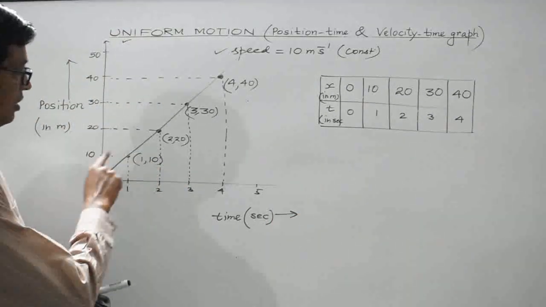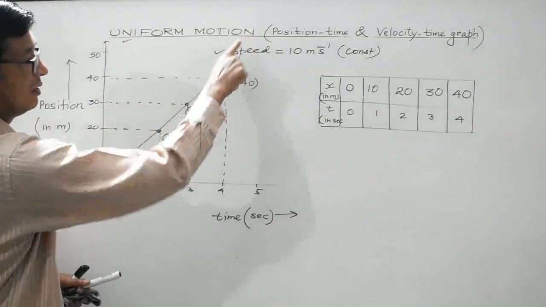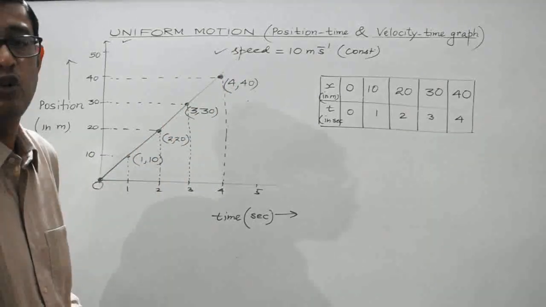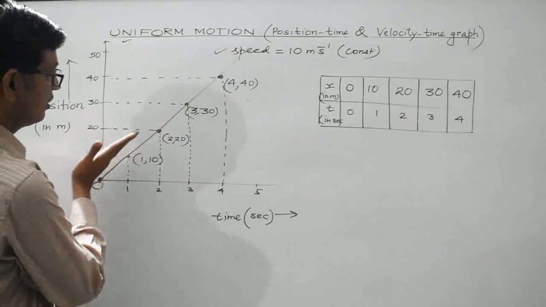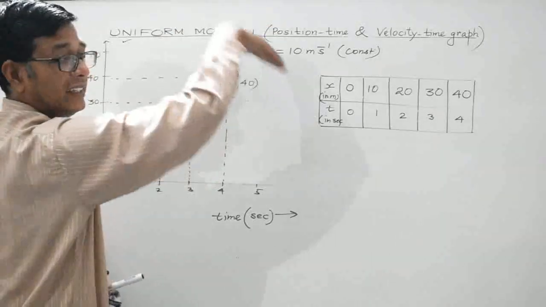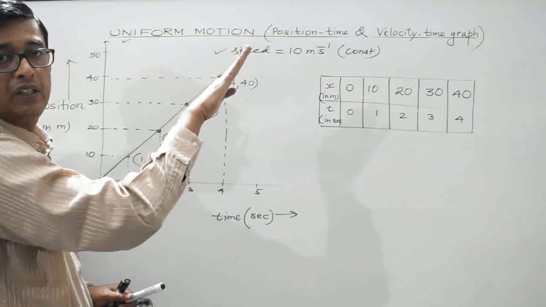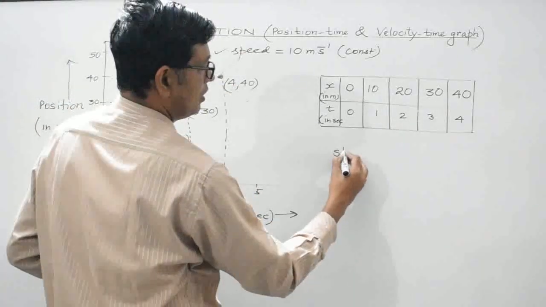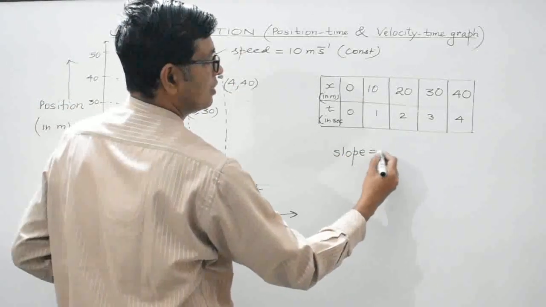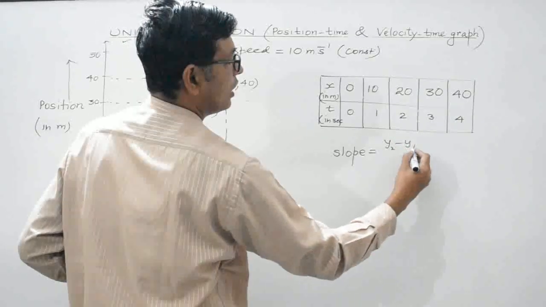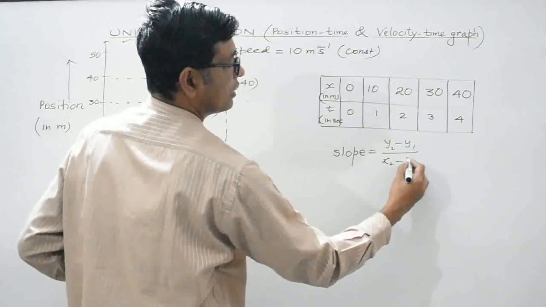Now look, this being a straight line, the slope is constant. This is known as the positive slope, this is known as the negative slope. Uphill, this is positive slope. S-L-O-P-E, slope. The formula for this slope is y2 minus y1 divided by x2 minus x1.